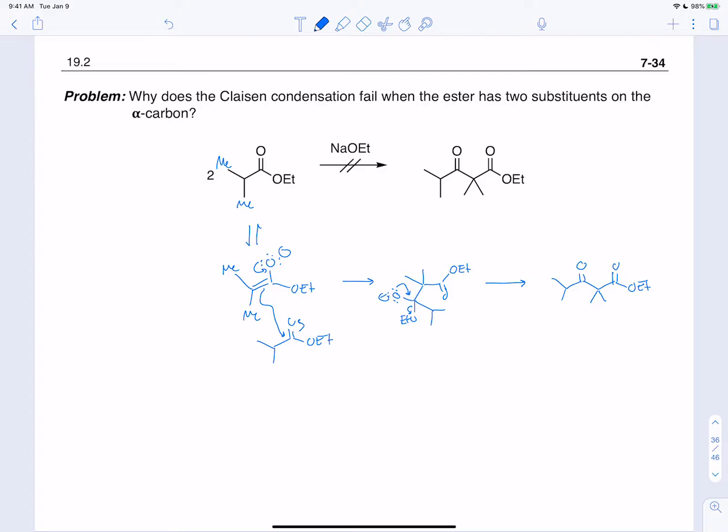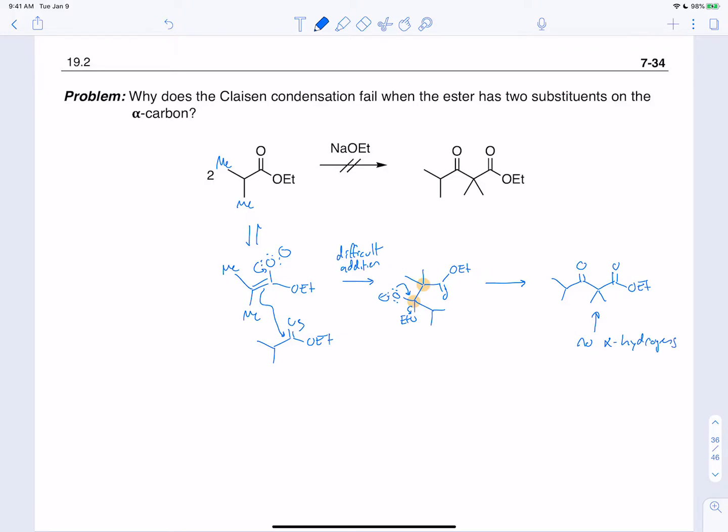So there are two reasons why this is not going to be favorable. One, we are making very hindered, fully substituted carbon centers trying to attack one another. This is going to be a very difficult addition because of this steric hindrance. So we end up making a product that is actually going to be quite strained. The second reason this does not work very well is we have no alpha hydrogens.